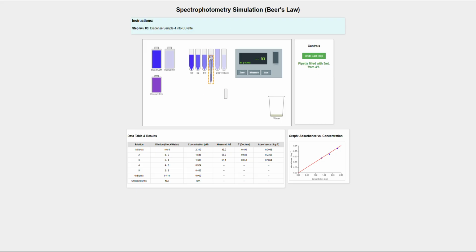Then we do the 4. Put in the machine. This side. Measure 77%. Again, a little dot on the line graph. And we get our table. It shows 0.1135 for its absorbance, and its measured is 77%. Now, we continue. Again, we clean it off.